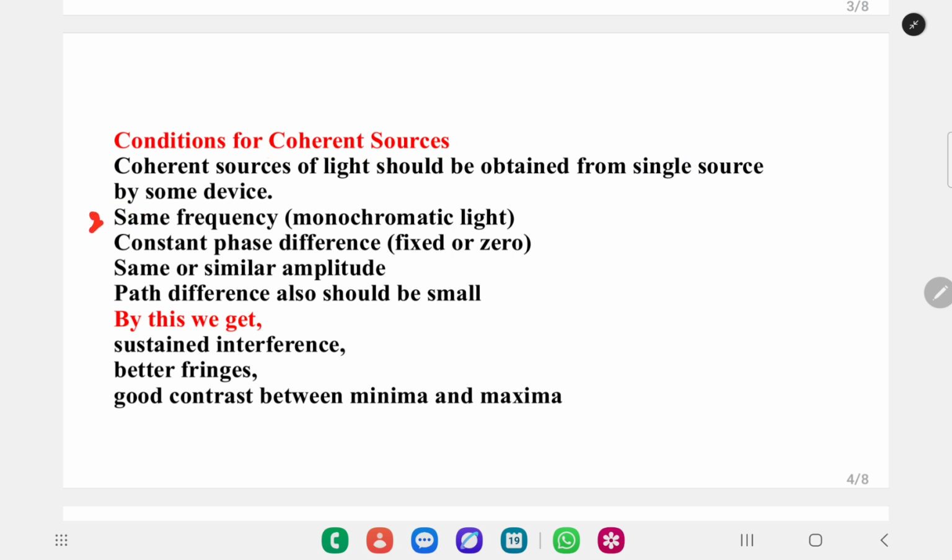Next, the second condition says that the two coherent sources must be of the same frequency. Same frequency means it should be monochromatic light. Next, as I said, the phase difference should be zero or constant. The fourth point says the two sources must have the same amplitude, a similar amplitude.